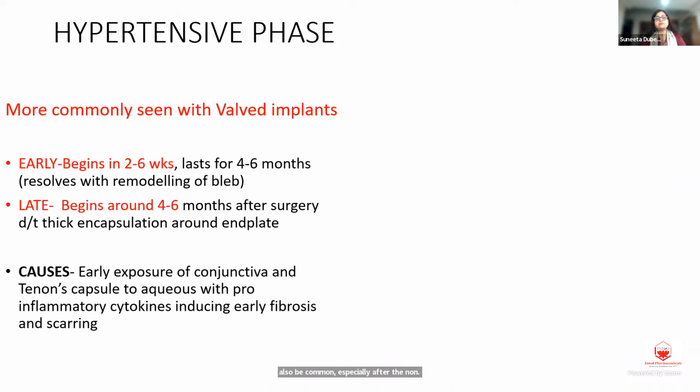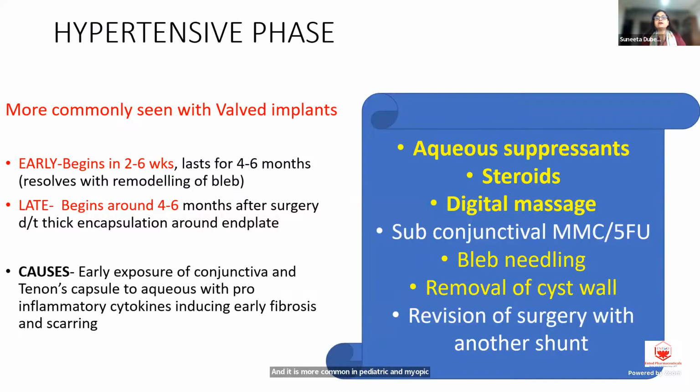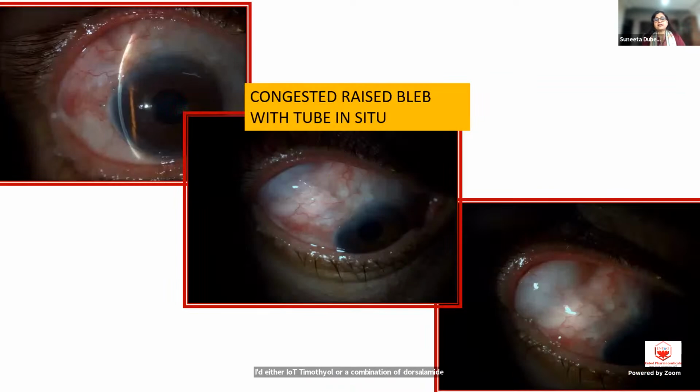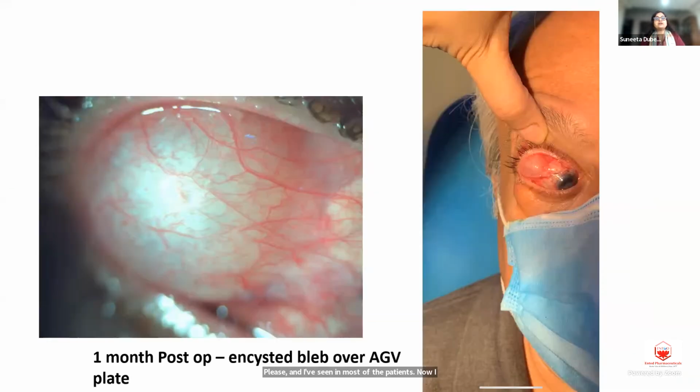And it is more common in pediatric and myopic individuals. To prevent the hypertensive phase, we give aqueous suppressants. As soon as the pressure goes beyond 12 millimeters in the post-operative period, you just start either timolol, or a combination of dorzolamide and timolol. So it can prevent the hypertensive phase. And I have seen in most of the patients, now I start aqueous suppressants early, and you can prevent it.